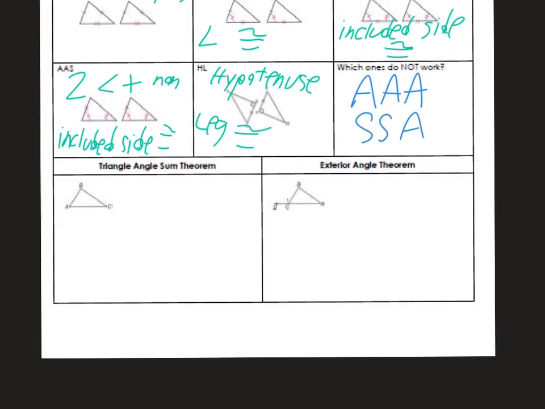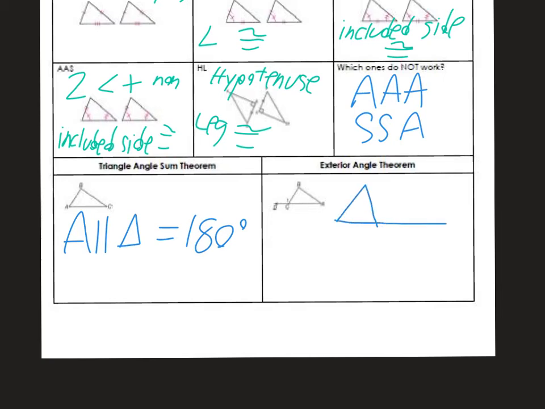The triangle sum theorem. The triangle sum theorem states that all triangles have degrees that equal 180 degrees, always. The exterior angle theorem actually makes up most of the problems in this unit. Given this setup, A, B, C, D, angles 3 and 4, 1 and 2, angle 1 plus angle 2 must equal angle 4.